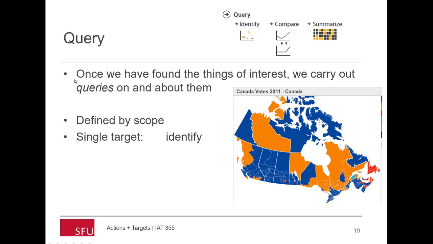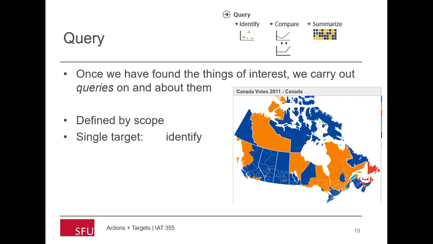So the query means once we have found the things of interest, we carry out queries on them and about them. So there's less of a flavor of data wrangling in query, and we do have a data set that we know what's going on, and we need to focus on the details of what's going on in that data set. And so often the act of doing querying is defined by the scope of the prior work or the higher level, more abstract work that has been depicted in the previous slides.